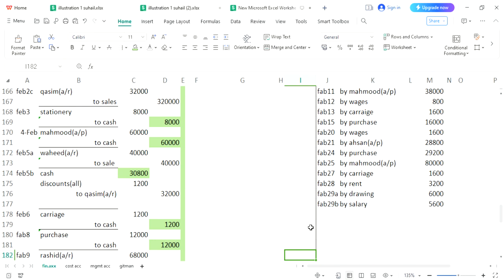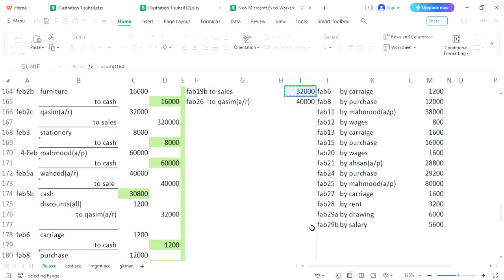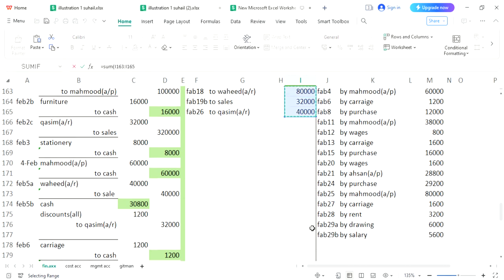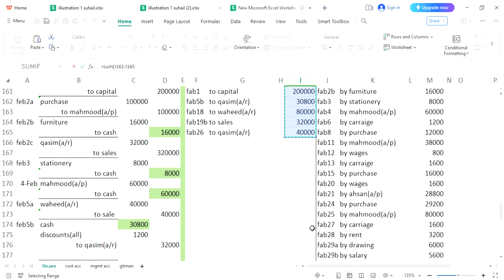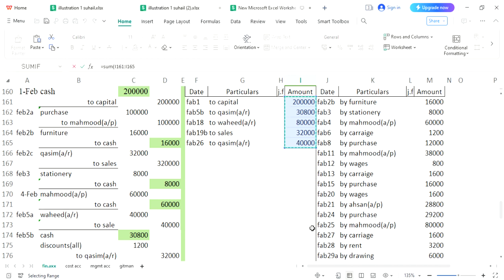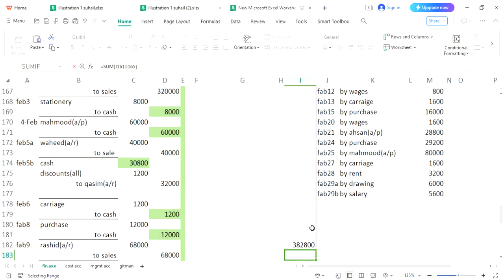And what I have said, there are few steps which you will follow. First step is to take sum of both sides. I am taking help from Excel and will ask Excel to take sum of all the amounts present on debit side. Here from 40,000, 32, 80, 30, 2 lakh. These are the amounts present on debit side. I have taken sum of all of these amounts.